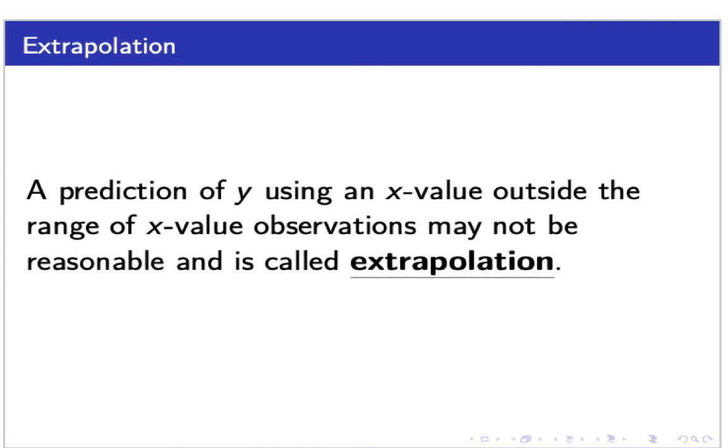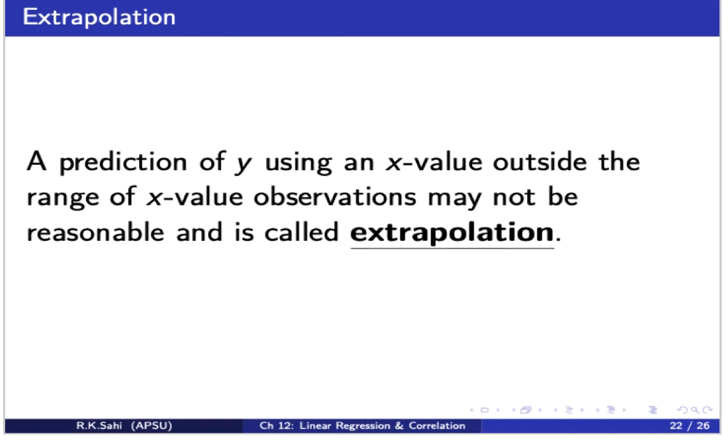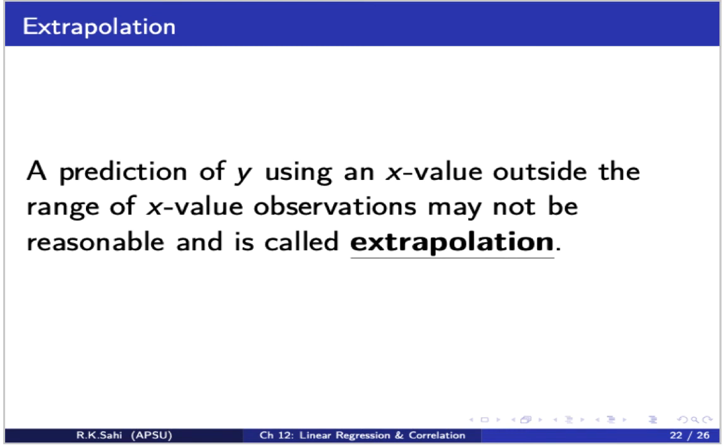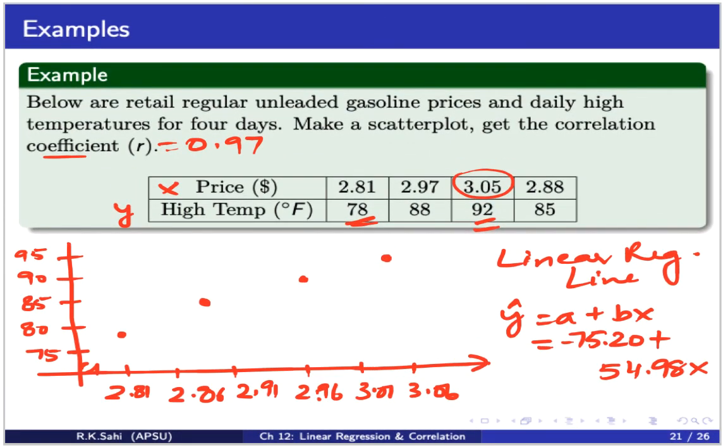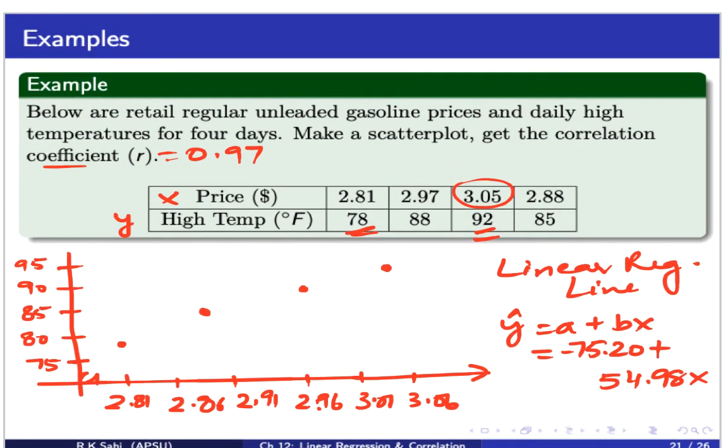Now, we can talk about something called extrapolation. What it means is, we want to predict the value of y using an x value which is outside the range of x values. And that's called an extrapolation. So for example, let's come back here. If I want to find out what is the temperature when the price is, say, $5, if I use this equation, I may or may not get the right value because I'm beyond my range of the x values.